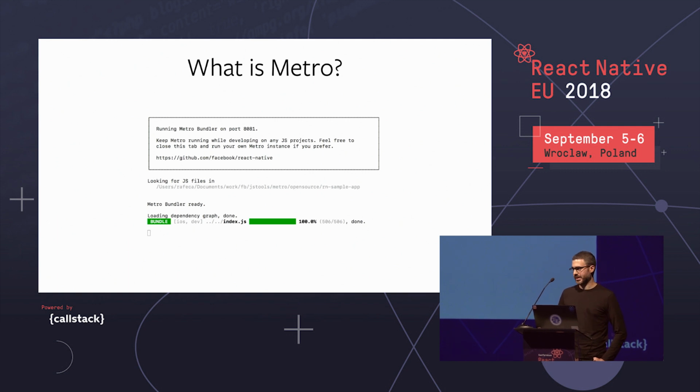Metro is commonly used by React Native. It is the default bundler shipped by the framework. And in fact, it has some unique features targeted to it, for example, to improve performance.